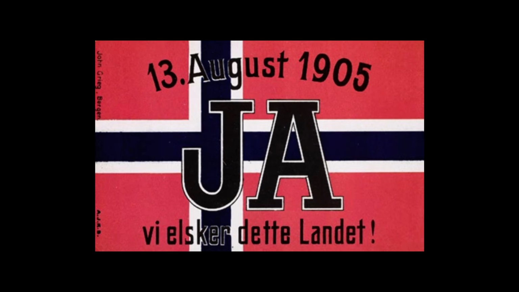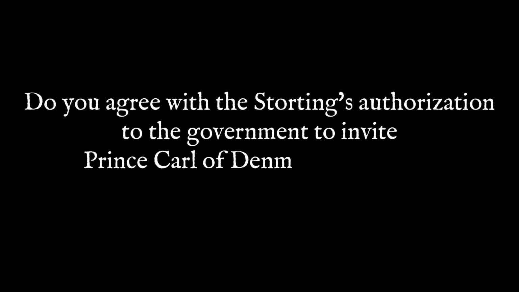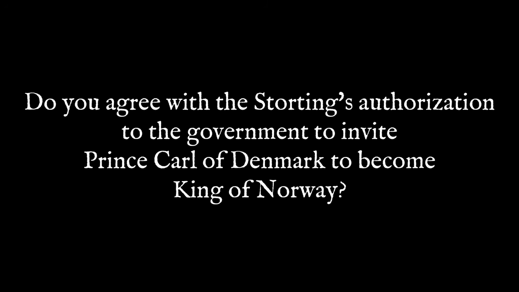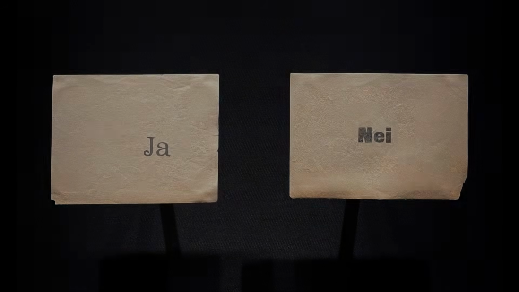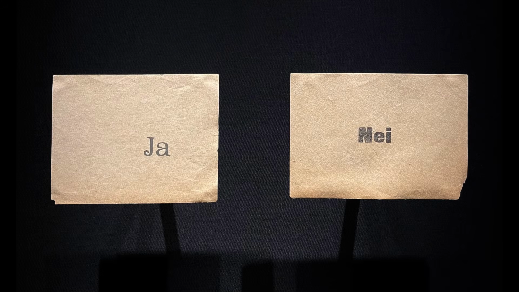The Storting had their eyes on Prince Karl of Denmark as the new king of Norway. However, the Danish prince insisted on letting the people of Norway choose their new monarch. And so the parliament started a referendum. The people of Norway were called to the ballots on whether Norway should invite Prince Karl of Denmark to become King of Norway. The results couldn't have been clearer.